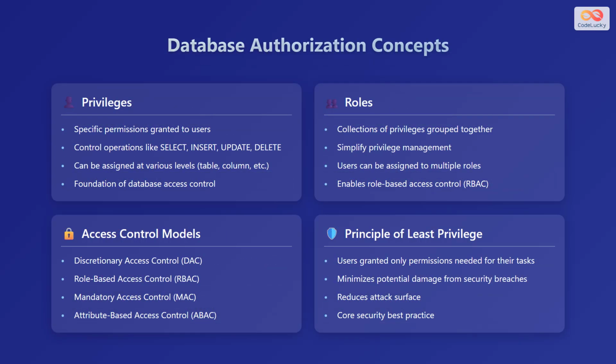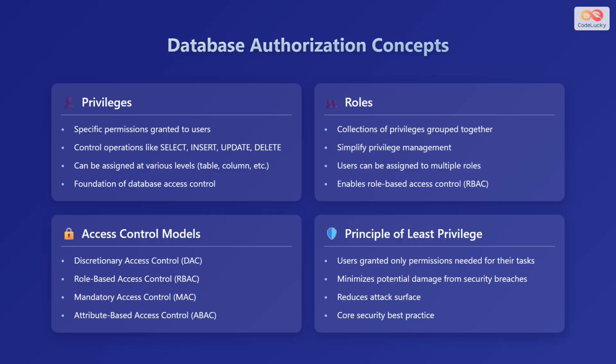Authorization in databases relies on several key concepts. Privileges are specific permissions granted to users that control operations like select, insert, update, and delete. These can be assigned at various levels such as table or column. Roles are collections of privileges grouped together to simplify privilege management. Users can be assigned to multiple roles, enabling role-based access control.